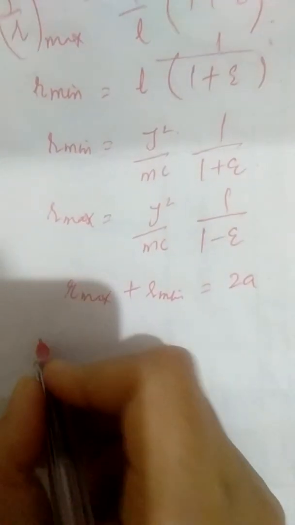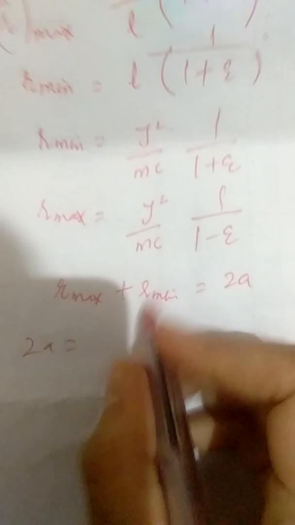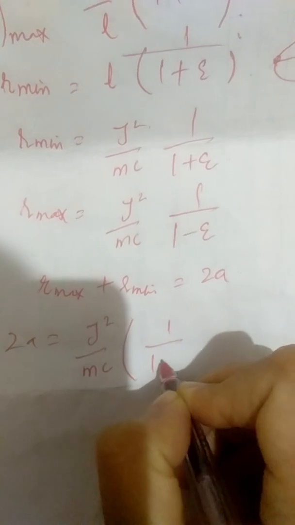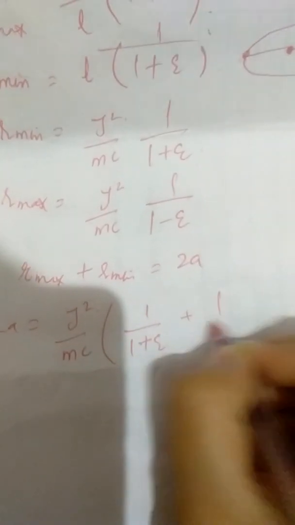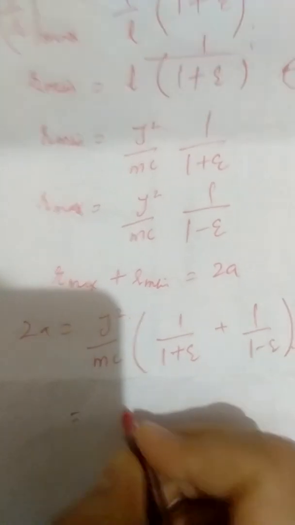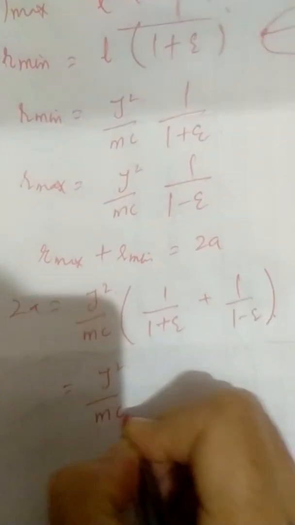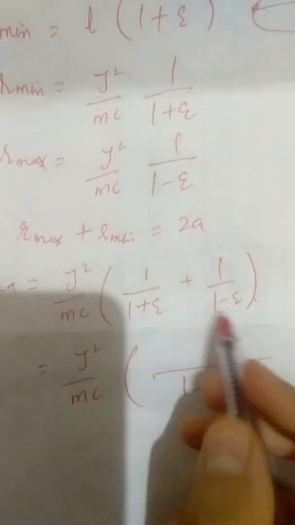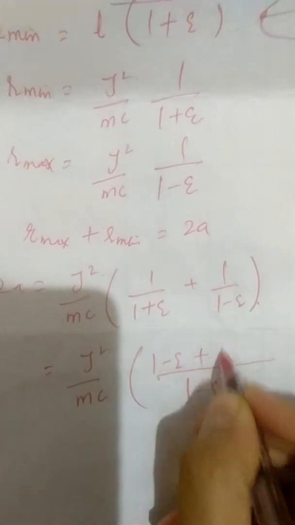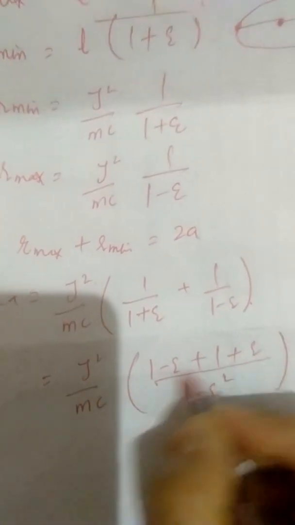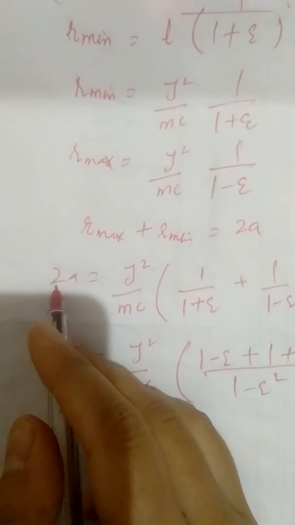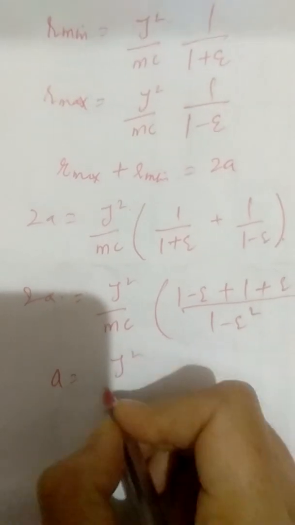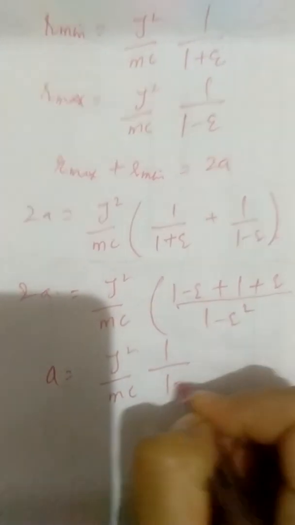So let us add it up. 2a will be equal to r max plus r min, and that is J square by mC taken common, and this will be 1 by 1 plus epsilon plus 1 by 1 minus epsilon. So that will be J square by mC, and in the denominator it will get multiplied. That will be a square minus b square, 1 minus epsilon square. Here 1 plus 1 will be 2. That 2 will get cancelled with this 2. So at the end of the day, you are left with a is equal to J square by mC times 1 by 1 minus epsilon square.